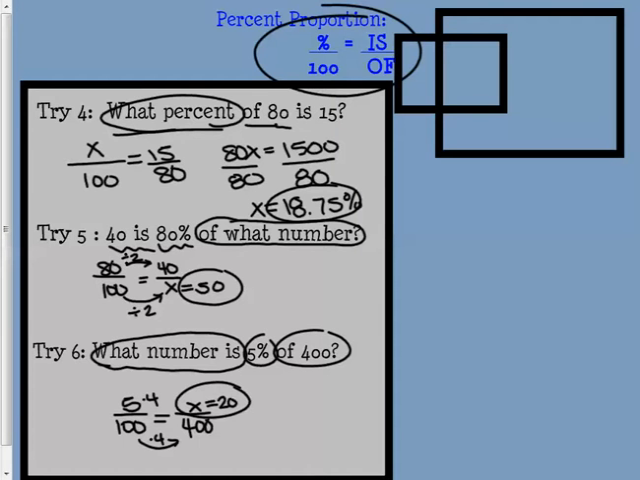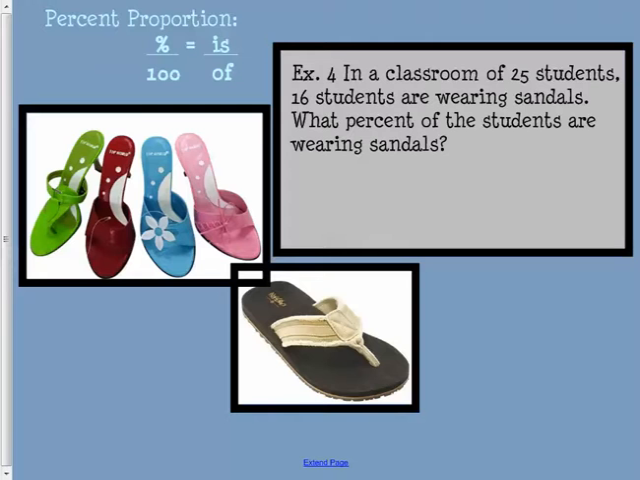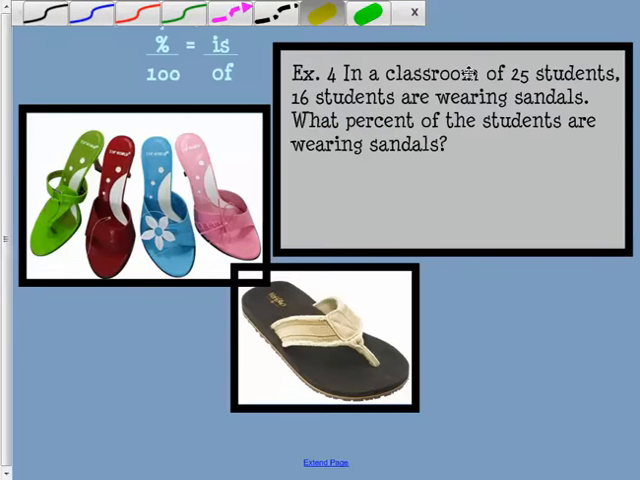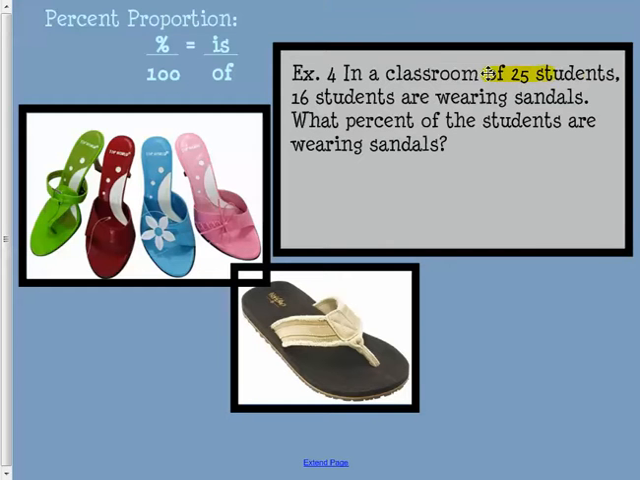Okay, just a few more minutes. We're going to do a couple real-world problems now. If you have a highlighter, it's probably a good idea that you use it if you wanted to write down the problem. So in a classroom of 25 students, 16 are wearing sandals, and they want to know what is the percent of the students who are wearing sandals.